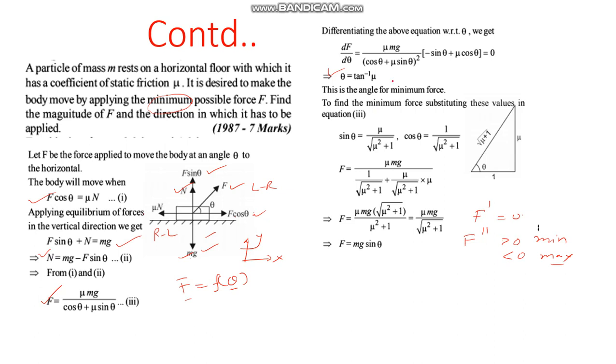When you equate it to 0, you finally get theta equal to tan inverse of mu. You have to just solve this. Here mg is a constant, you cannot cancel it, so all these things you have to take to the other side. That can be done. So finally theta is equal to tan inverse of mu.